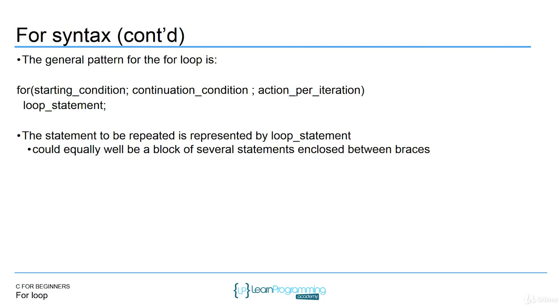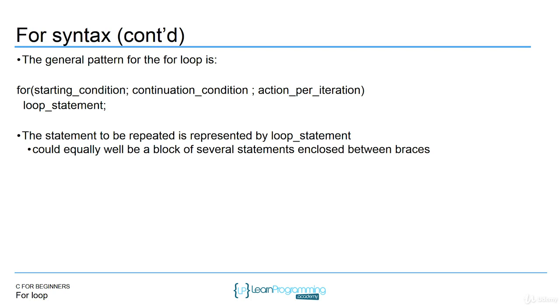The general pattern for the for loop is you have this type of statement. You have a for, and then you have a starting condition. This is pseudocode. I'm trying to describe the for loop here. The starting condition is the first thing, everything before the first semicolon. The second thing is the continuation condition with a semicolon at the end. And then the last thing in between the parentheses is the action per iteration. I want to describe each one of these. And then after that, inside the body is the loop statement.